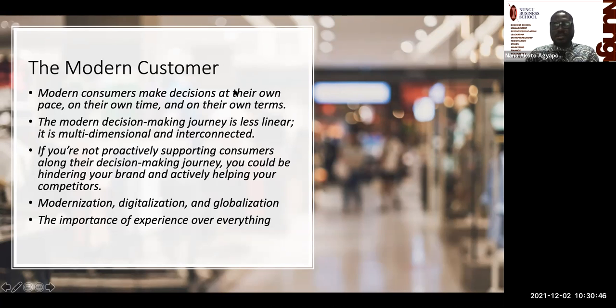Because if you go on LinkedIn, at least you have a fair idea of who the person is, what their background is, what they do, so that even the tone of your conversation to that particular customer, you would be able to manage that. And then the importance of experience over everything.